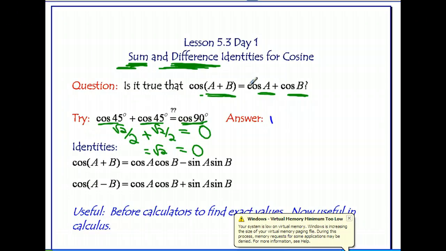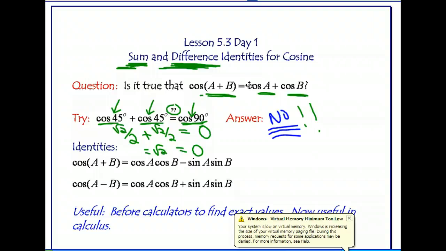It doesn't work that way. Too bad that it doesn't, but it just doesn't work that way. And you can try some other ones, the cosine of 30 plus the cosine of 30 or anything else in your chart. It just doesn't work to take one and add it to the next. So does it equal 45 and 45? Does it equal 90? And the answer is no, absolutely not.